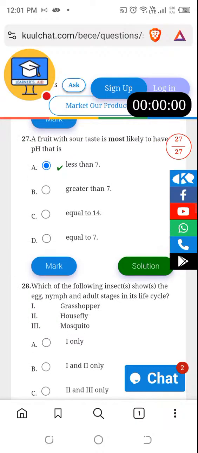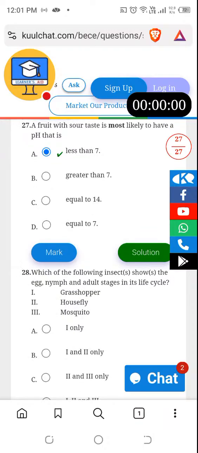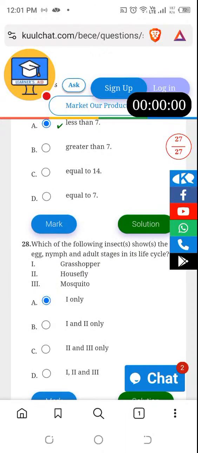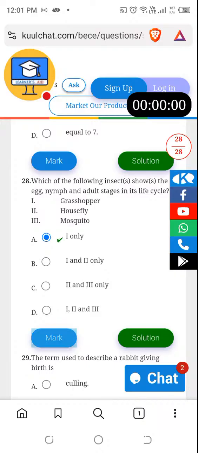Next question. Which of the following insects shows the egg, nymph, and adult stage in its life cycle? Basically, this question is asking us which insect shows incomplete metamorphosis. And we have grasshopper, housefly, mosquito. It should be grasshopper. Mosquitoes and housefly show complete metamorphosis.